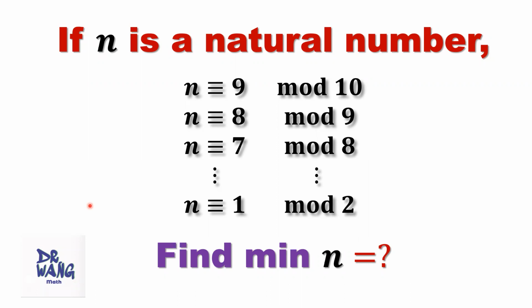Here is the question. If n is a natural number, satisfy all conditions here, can you find such n satisfy all conditions, which is the smallest, the minimum? Sometimes the natural number people call positive integer. So here, look at those conditions.